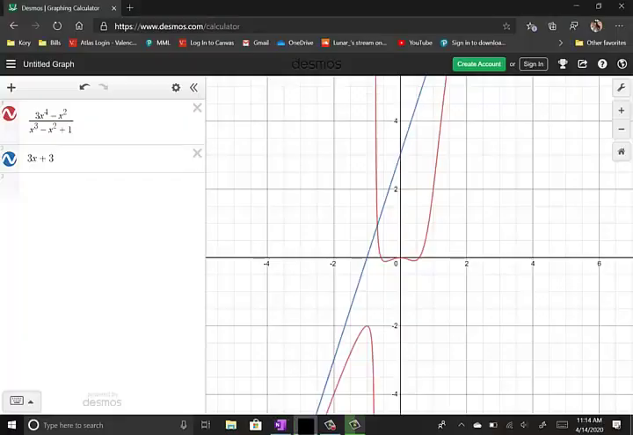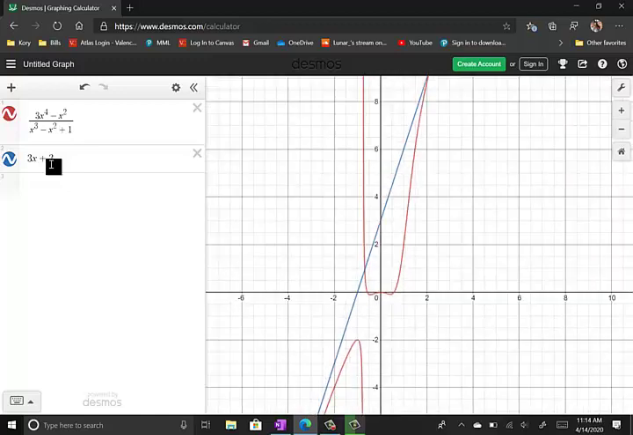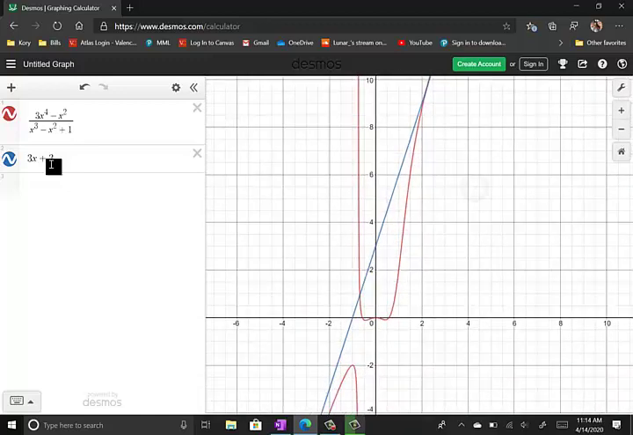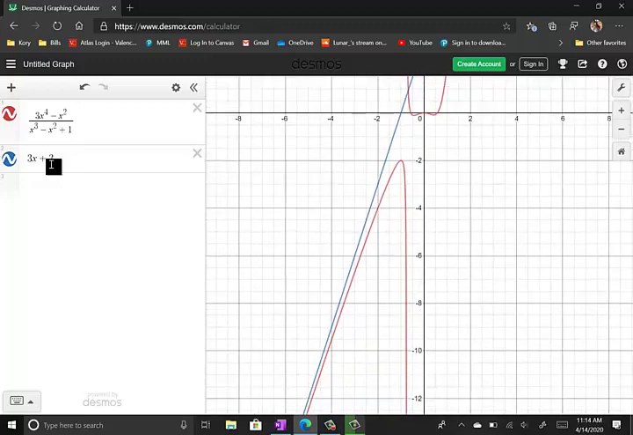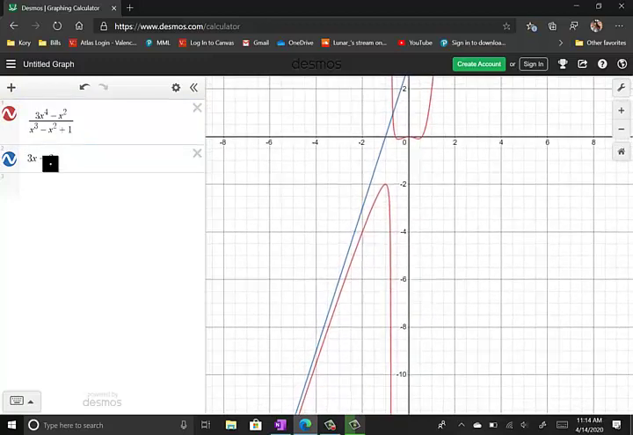So we have our rational function, which is 3x to the fourth minus x squared over x cubed minus x squared plus 1. And then we have our asymptote of 3x plus 1. So our asymptote is blue, and our graph is red. So you see how it does cross. It can cross, but you see how it just approaches forever? Especially on the bottom one right here. See how it's just approaching forever? That's our asymptote.